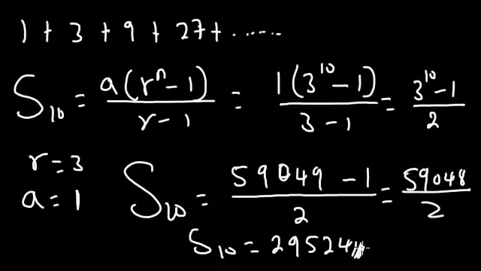So this is our solution to the sum of the first 10 terms. And this is how to effectively use the sum of GP formula to find the sum of certain terms, or of some certain terms. So let's consider a situation whereby the common ratio is less than 1.